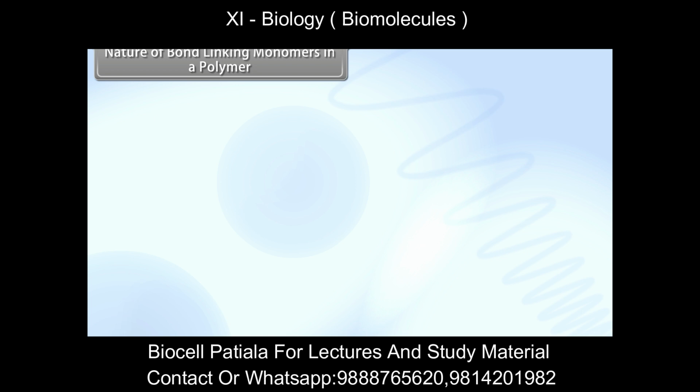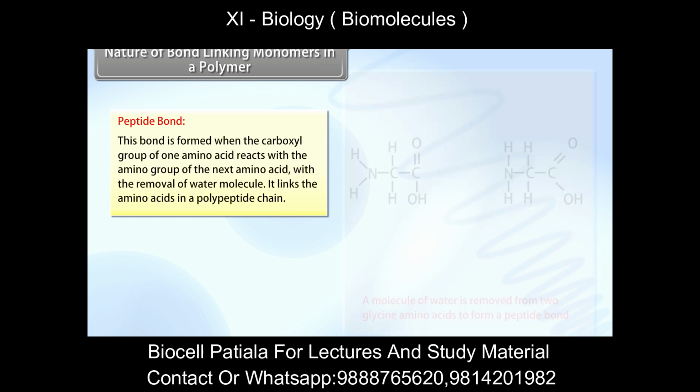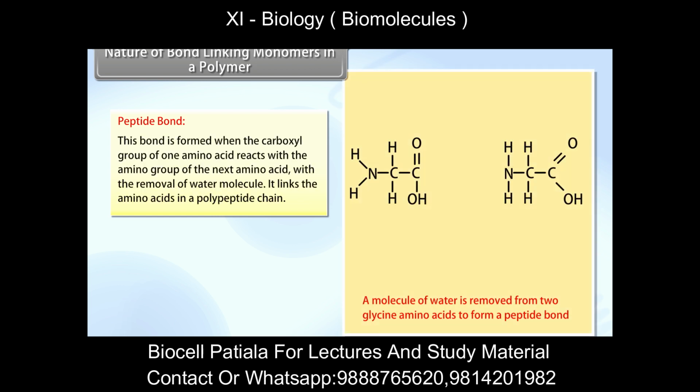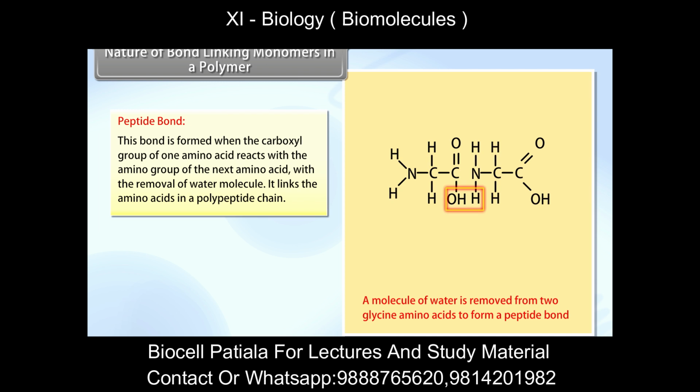Nature of bonds linking monomers in a polymer. Peptide bond: this bond is formed when the carboxyl group of one amino acid reacts with the amino group of the next amino acid with the removal of a water molecule. It links the amino acids in a polypeptide chain.